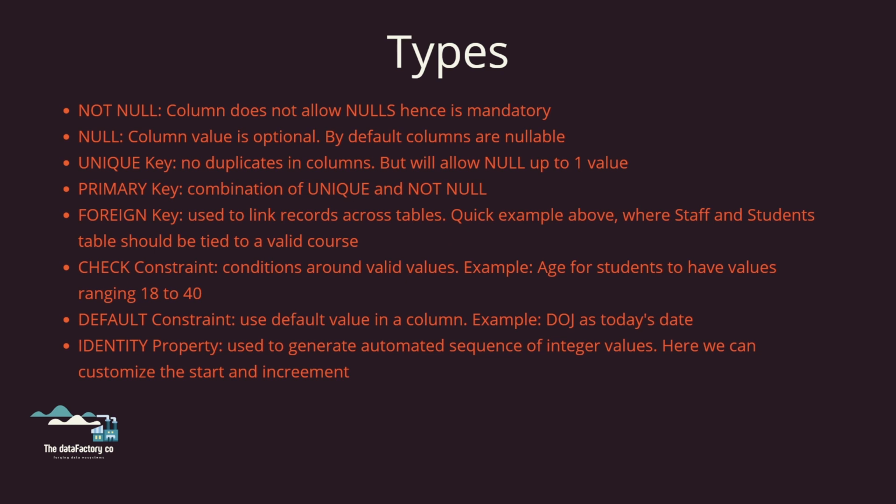It is the check constraint. It is nothing but an application of conditions around what are the valid and acceptable values. Example, like we just discussed a few minutes earlier, the age for students enrolling into the university has to have a value ranging from 18 to 40.